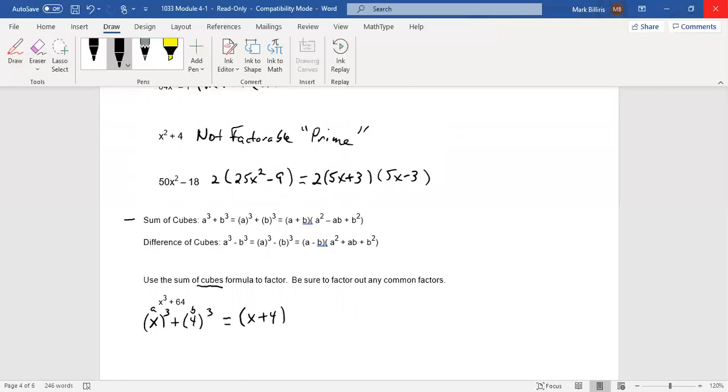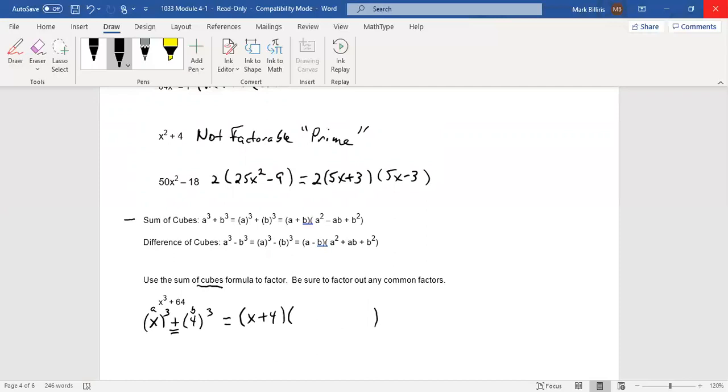Again, just following the formula, whatever's inside parentheses in your first step are your A and B, and that makes up your first factor. Notice that I have a plus between the x and the 4. That's because my original problem was the sum. Next, I follow the pattern to write my trinomial.